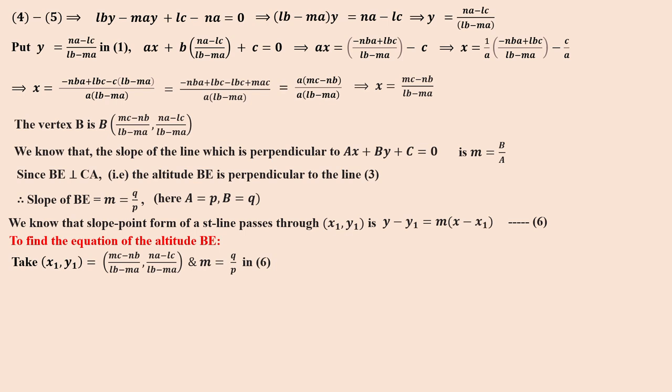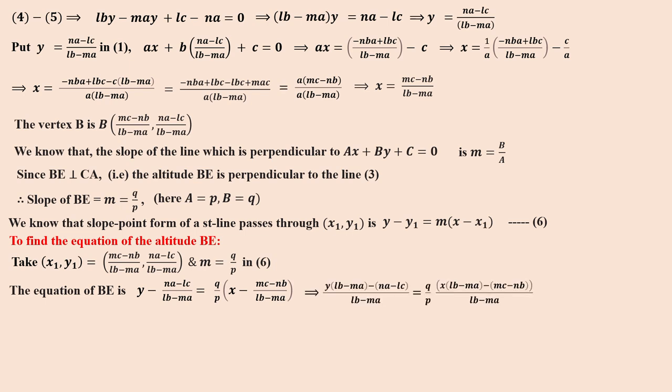So put it in equation 6, you will get the equation of the altitude BE: y − y1, that is y − (NA − LC)/(LB − MA), equals m into Q by P into x − (MC − NB)/(LB − MA). So this implies, just do the cross multiplication, taking the LCM also. First take the LCM: y into (LB − MA) − (NA − LC) by (LB − MA) equals Q by P. Here also taking the LCM, the LCM is (LB − MA), then cross multiply: x into (LB − MA) − (MC − NB).